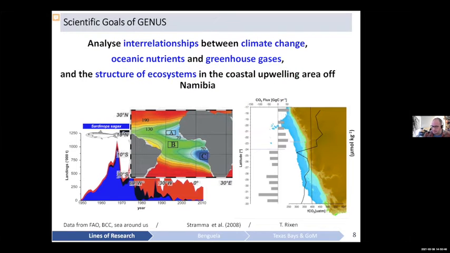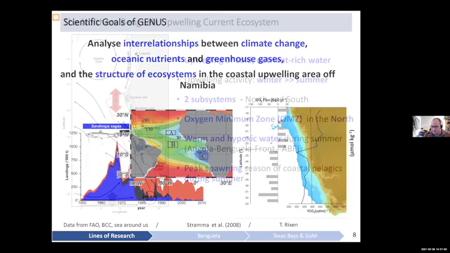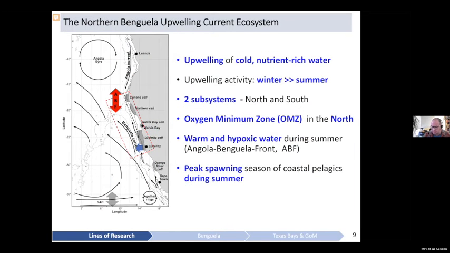And I just skipped this because Bettina mentioned the overall goal of the Genus project, which was looking at how climate change, nutrients, and greenhouse gases and the structure of the ecosystems in the Namibian upwelling system can be better explained, and interrelationships can be carved out with a focus on processes and mechanisms, not so much about abundance.